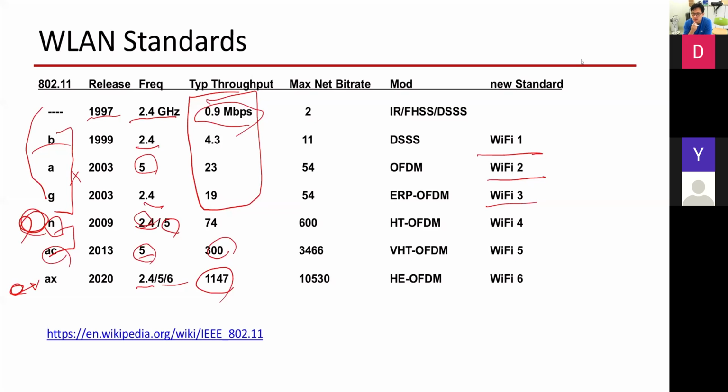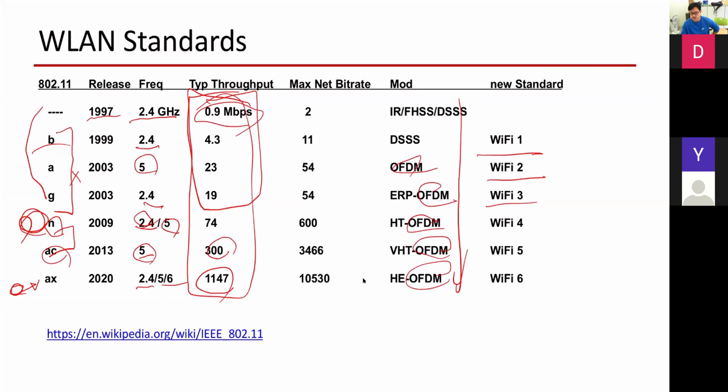Your latest Samsung phone says AX. If you want to know the detail, you can click the link. What we care about is the typical throughput, the end performance: how fast can you go? As you look at this, who's the winner? They are all OFDM based, orthogonal frequency division multiplexing.